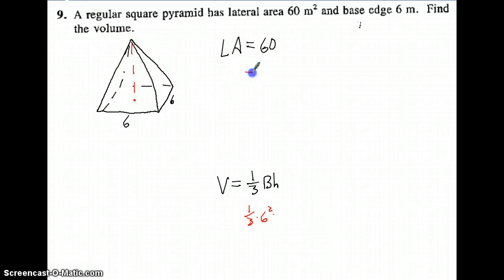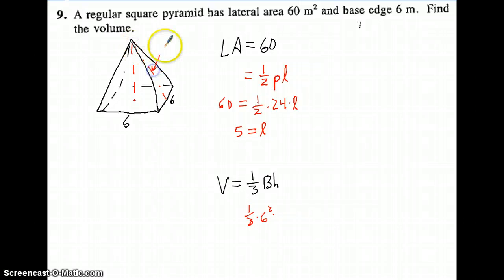Well, I'm going to use lateral area to find height, because lateral area is 1/2 P times L. Well, 60 is supposed to equal that. It's 1/2. Perimeter of the base isn't bad. It's 24 times L. So from that, I figure out that L is 5. Well, that's not exactly height, is it?